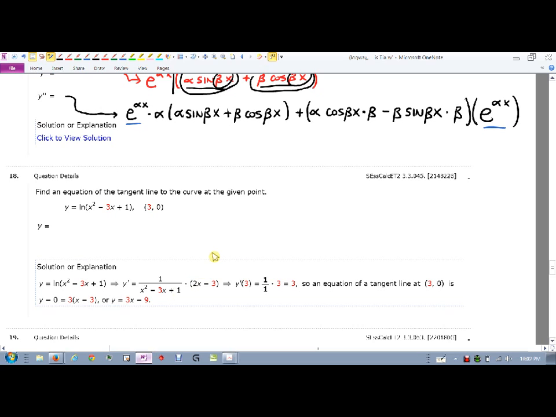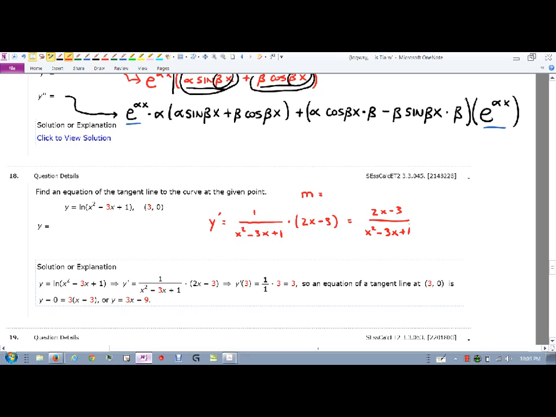Find the equation of the tangent line of a curve at a given point. So if I want the equation of the tangent line, I'm definitely going to need to know what m is. So I need the derivative to do that. So let me take the derivative of this. Derivative natural log of something is 1 over that something, x squared minus 3x plus 1, times the derivative of what's inside. Derivative of x squared minus 3x plus 1 is 2x minus 3. And that's just 2x minus 3 over x squared minus 3x plus 1.